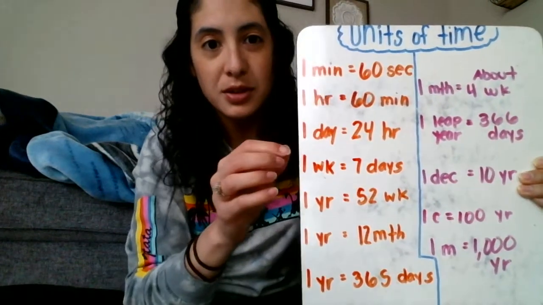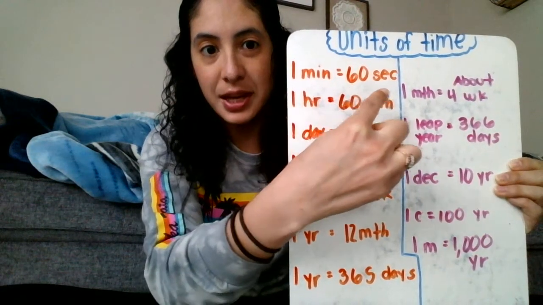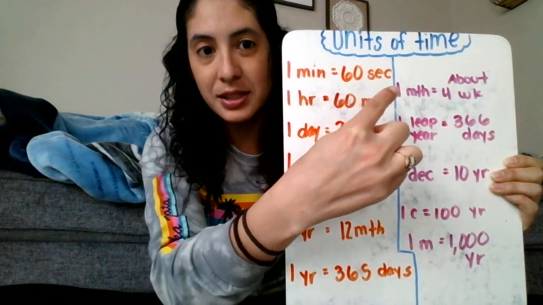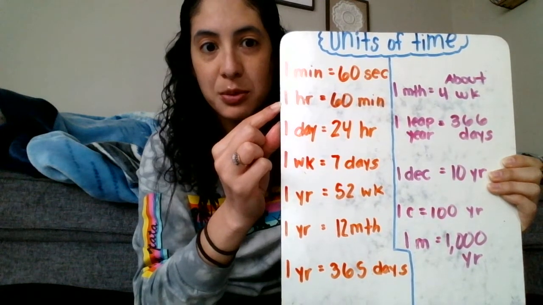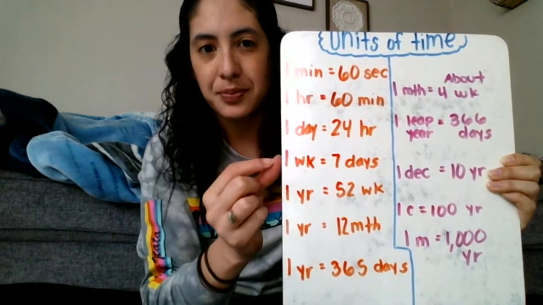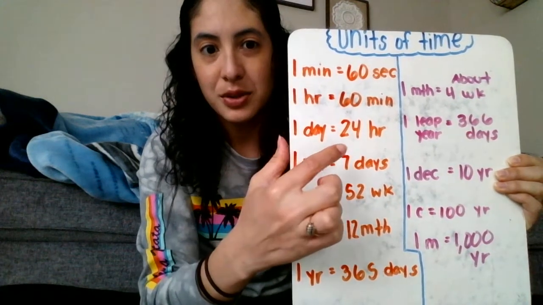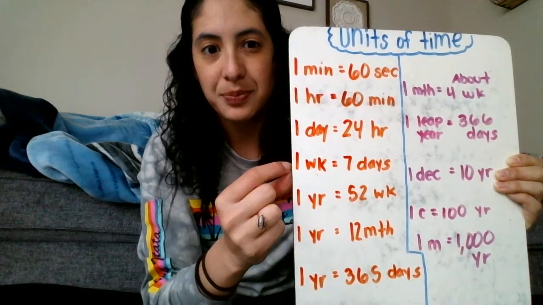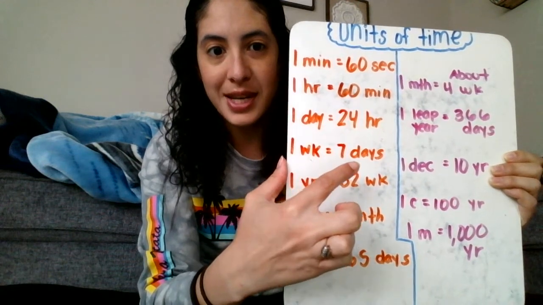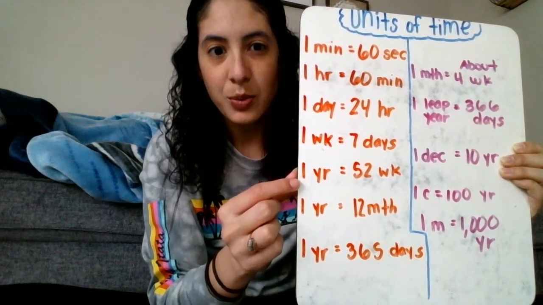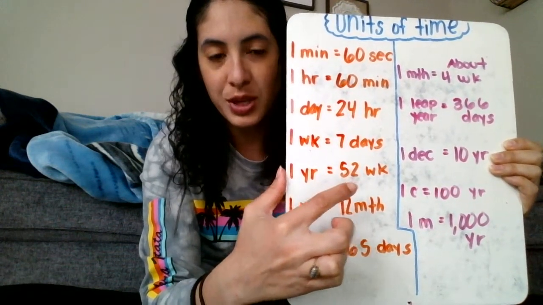Okay. So 1 minute equals 60 seconds. Okay, see MIN, SEC. Okay, that's the abbreviation. 1 hour equals 60 minutes. 1 day equals 24 hours. 1 week equals 7 days. 1 year is equal to 52 weeks.